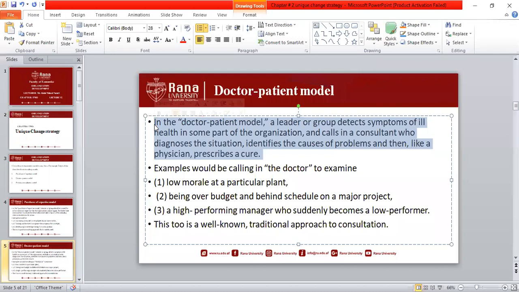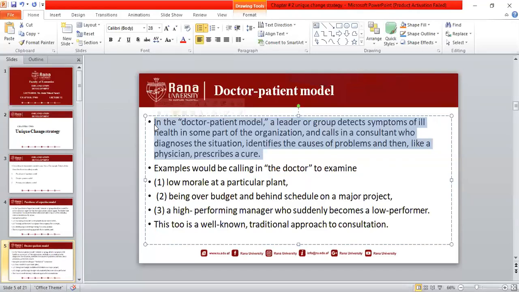Now look, the leader will call on an OD consultant. When he calls the OD consultant, the leader doesn't know what the actual problem is. As we discussed in model number 1, the leader is already aware of the problem, but he doesn't know the solution for that.